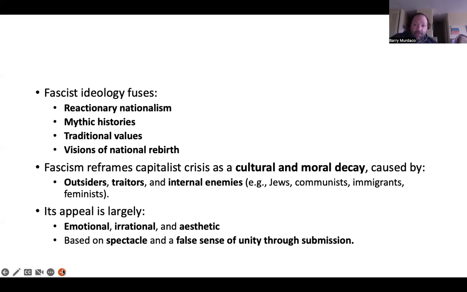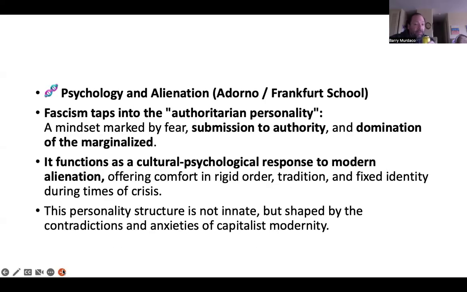Fascists often have to focus on capital crisis since they usually emerge out of moments like this. But they have to reframe the capitalist crisis not as an intrinsic problem within the capitalist system itself, of course, but something caused by outside forces, traitors, internal enemies. Traditionally speaking, Jews, communists, immigrants, feminists, as well as other groups, LGBTQ. I mean, there's a whole litany of people that you could see as some sort of enemy, a scapegoat, if you will, that becomes a convenient way of essentially blaming the problems of society on. It appeals more to emotion than to rational thought, and gives people a sort of false sense of unity from that as well.